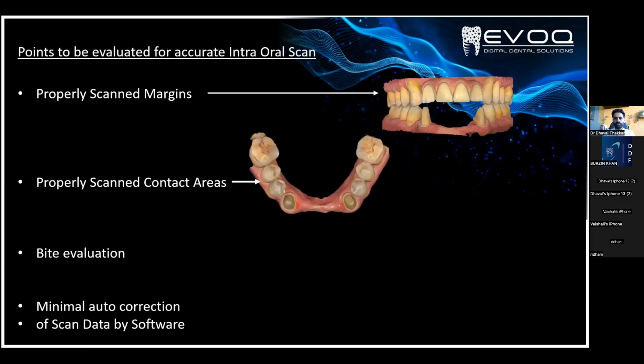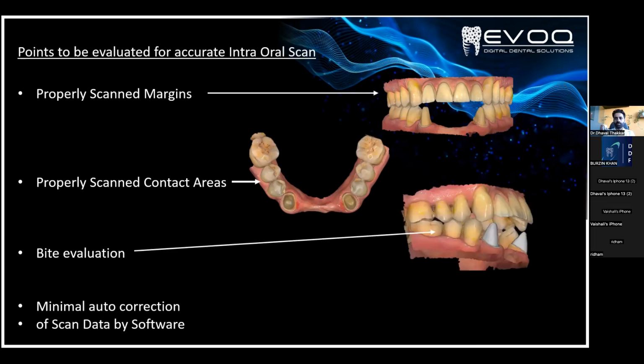Then a proper contact area needs to be scanned. Otherwise, if there are deep contact areas, it is difficult for the scanner to scan those contact areas. And then we can get an error in the final prosthesis, with tight contacts, loose contacts, or ill-fitting contacts. The proper bite should be evaluated. All the upper and lower teeth should be in proper intercuspation. It should not be an open bite like this in the final scan data. Otherwise, there are chances we get a final prosthesis with major high points.